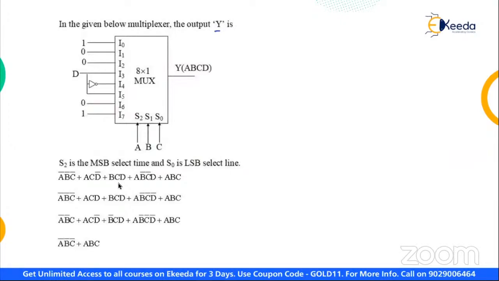Now, can you see that some of the inputs are already connected to 0, like I1, I2, as well as I6? But let us find the respective ones. If you look at I0, it is connected to 1. I3 is connected to D. I4 is connected to D complement. For I5, it is D. And at the end, I7 is also 1.